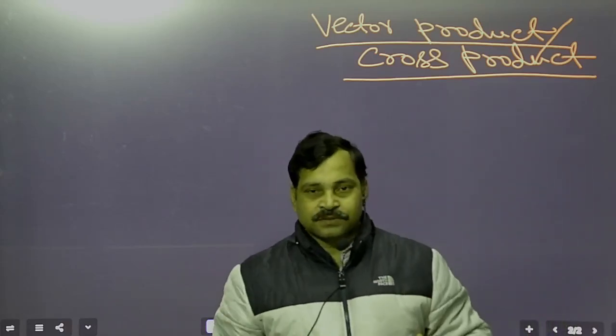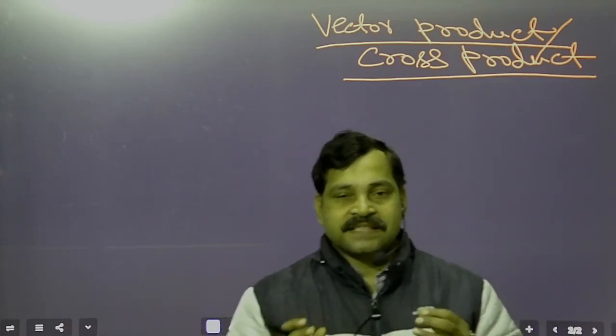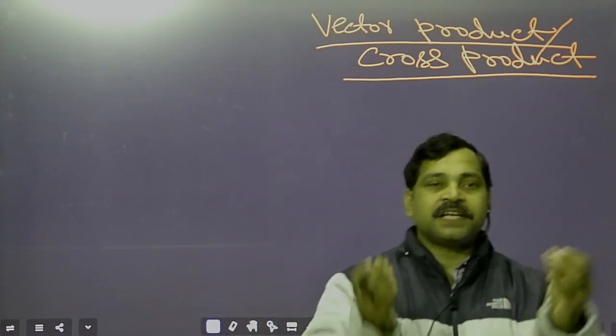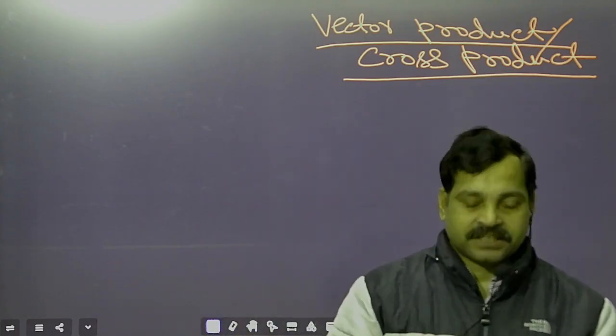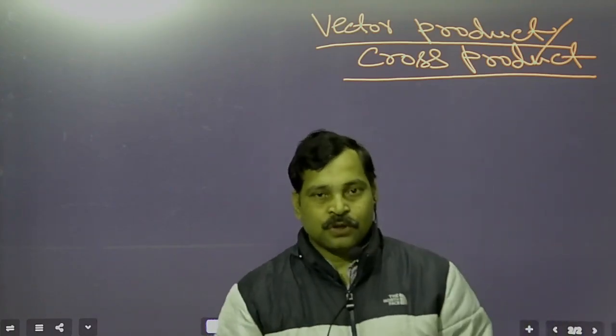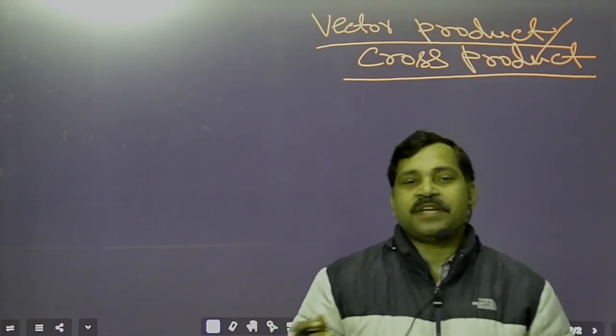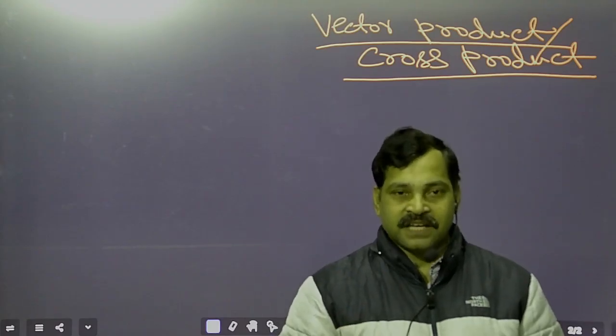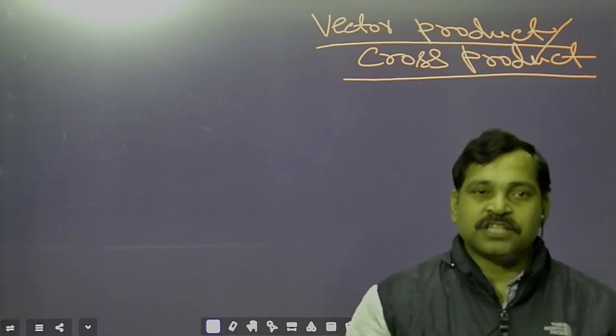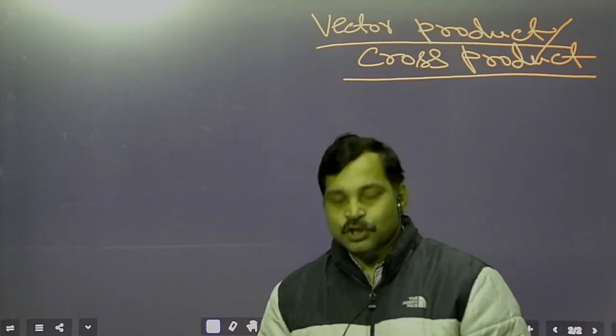Hi students, today we will discuss a very basic concept regarding the cross product or vector product of two vectors. As we know, two vectors, suppose A and B, are given. If we are given the angle between them, then we can find two types of products. One is the dot product, another one is the cross product.